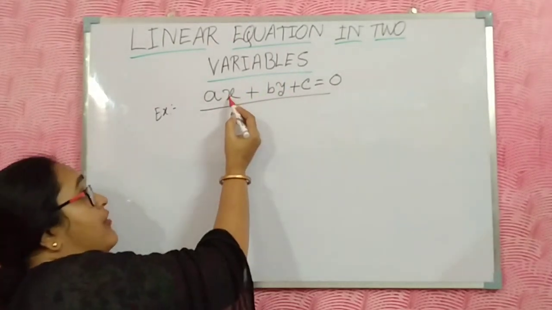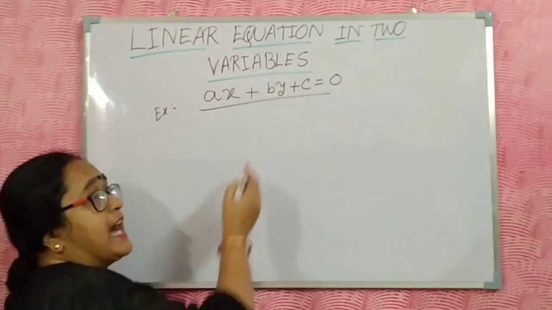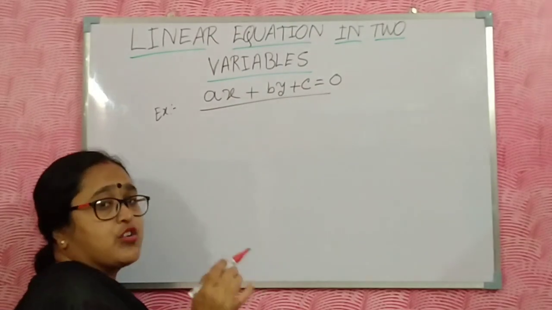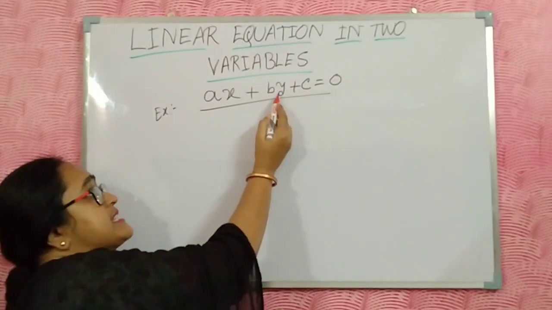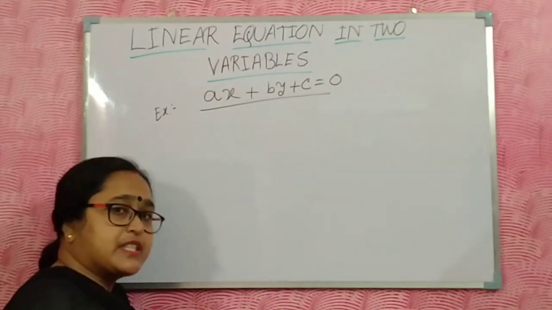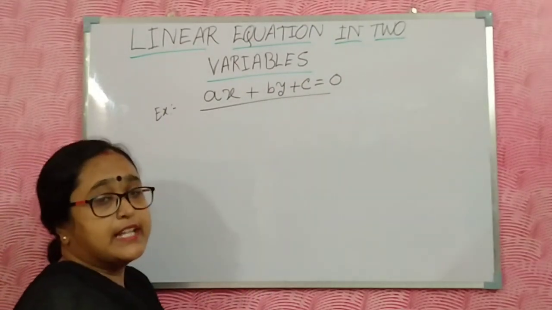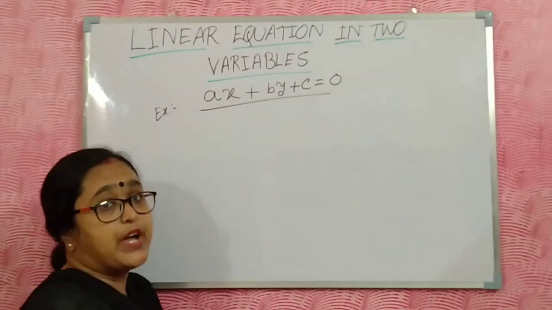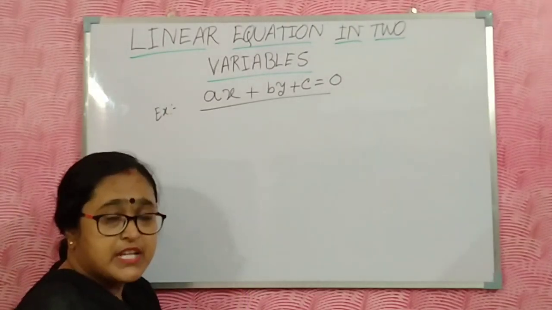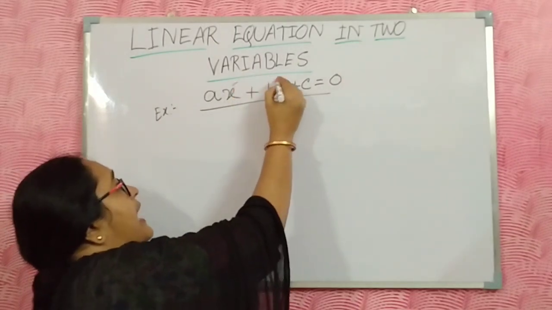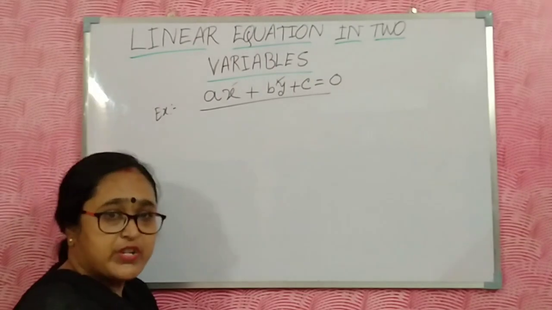The power of x and y, these are the variables of this equation. a, b, c are coefficients of the equation. c is the constant, a is the coefficient of x, b is the coefficient of y. This is a linear equation because the power or degree of the equation is 1. And why is it two variables? Because x and y are two variables in this equation.